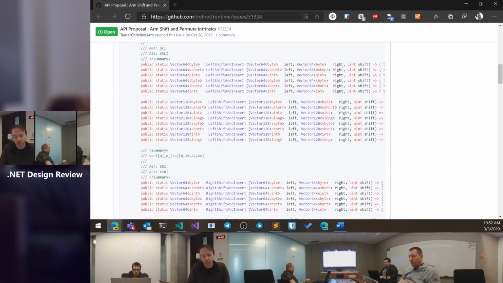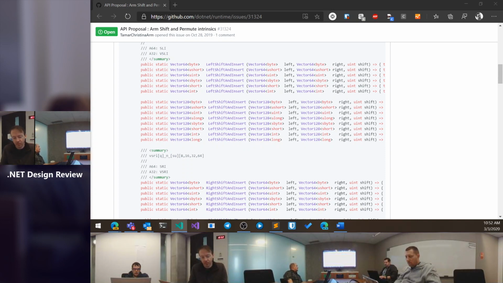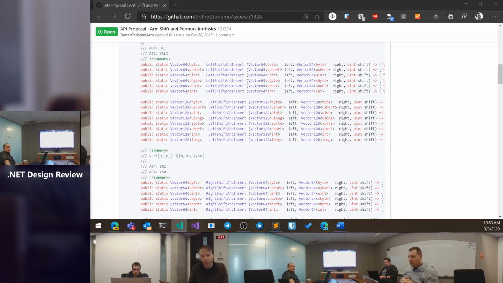And just confirming, the SRI and SRI are the same operation, just encoded differently in the different assembly? Yeah, for ARM32. Okay. So the 64 one is still a vector operation, it just doesn't use the V prefix. And we probably should rename it to shift left and insert, I suppose. Probably shift left logical and insert then.